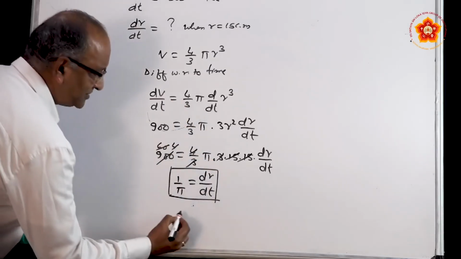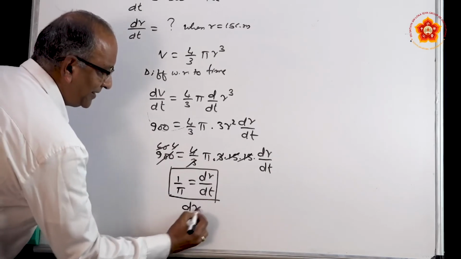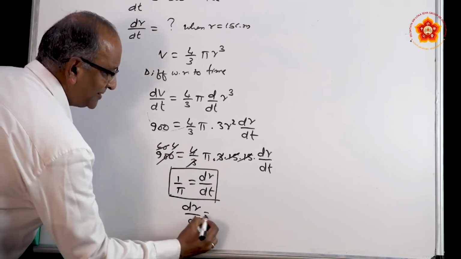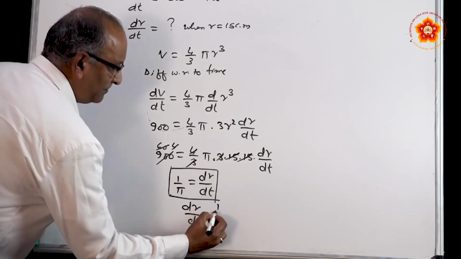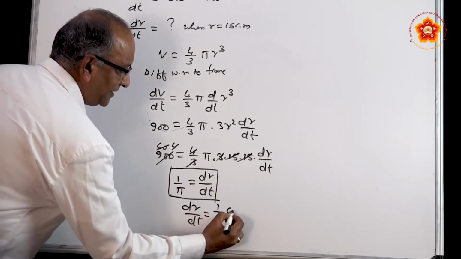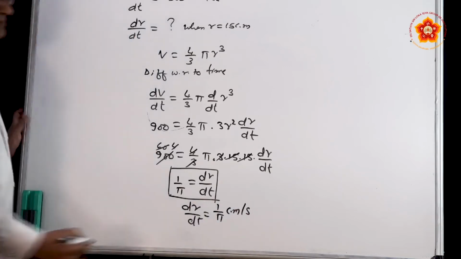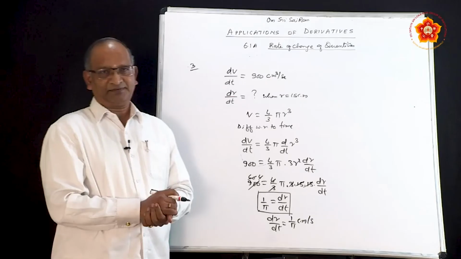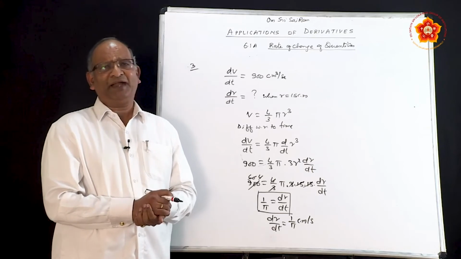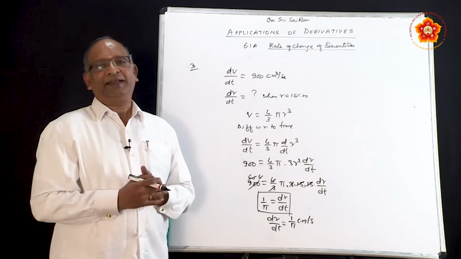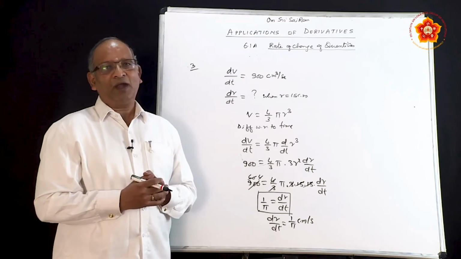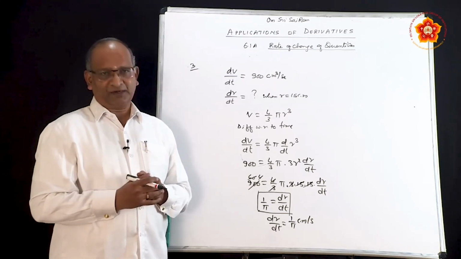In other words, dr by dt is measured in terms of 1 by pi centimeter per second. So this is the answer. I am sure you are finding them very easy, because we are finding out the rate of change of one quantity with respect to another quantity.